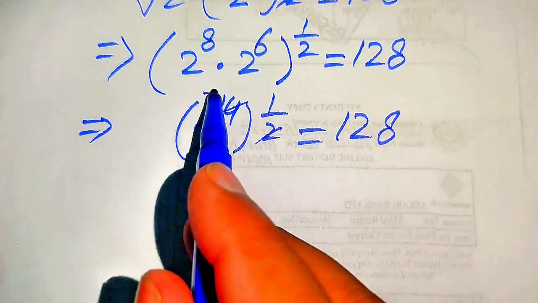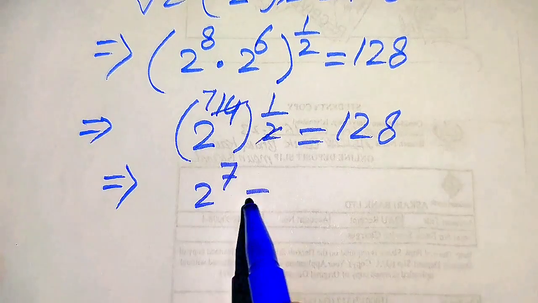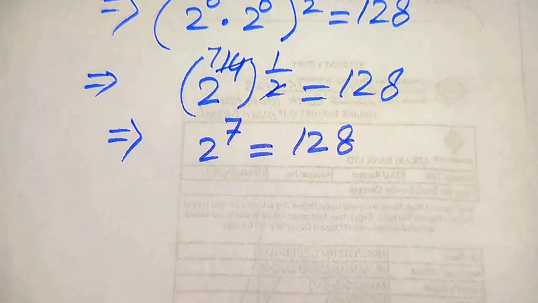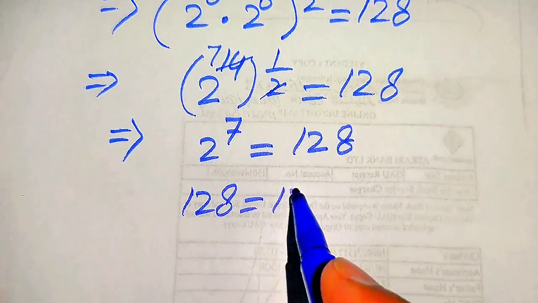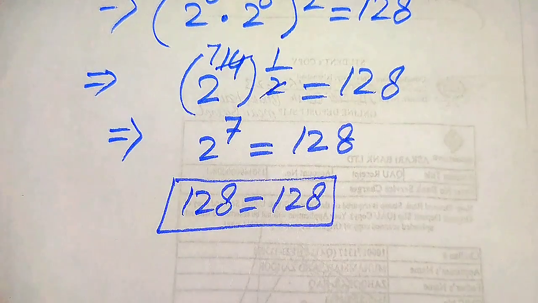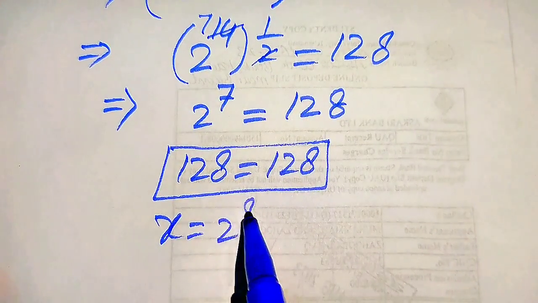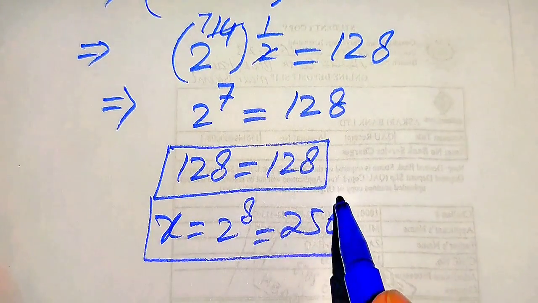So you get here 2 times 7 becomes 14, and we get 2 to the power of 7 is equal to 128. So we know that 2 to the power of 7 becomes 128, which is equal to 128. So this shows that the value of x equal to 2 to the power of 8, or 256, satisfies our given question statement.